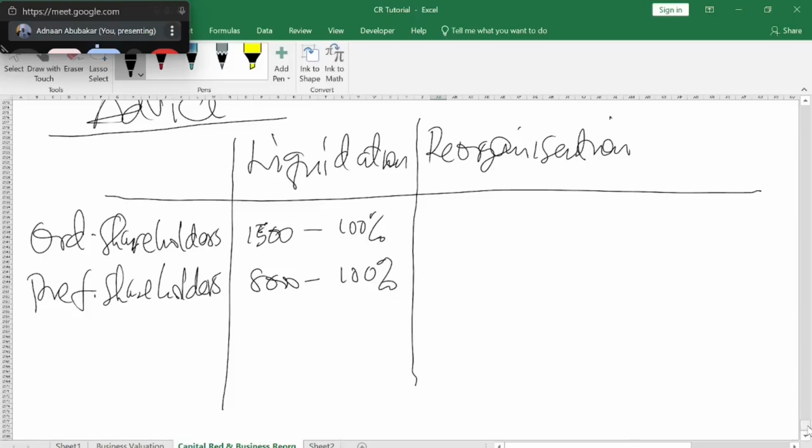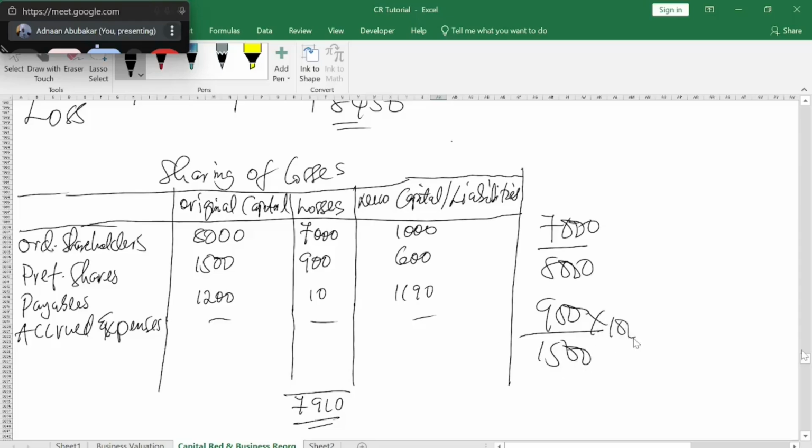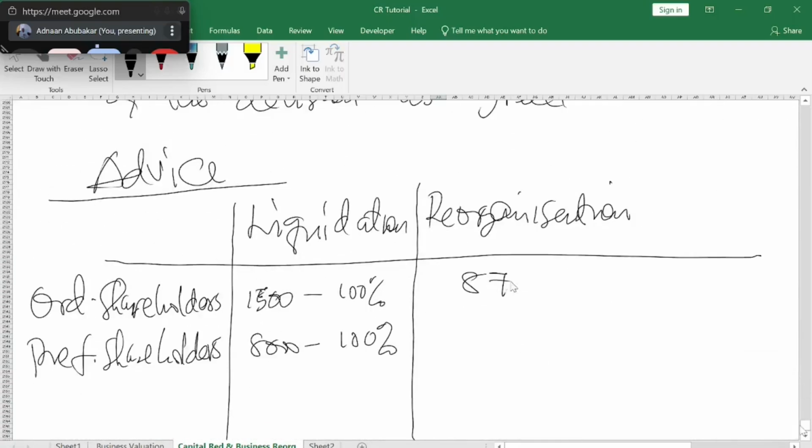Now, when we come to reconstruction or reorganization, watch here: ordinary shareholders, preference shareholders. How much are they losing? Pick ordinary shareholders: 7,000 over 8,000. How much is that? You come to preference shareholders, it's 900 over 1,500 times 100. How much are they losing? 87.5% for the first one. Okay, good. So this one is 87.5%, and this one is 60%.